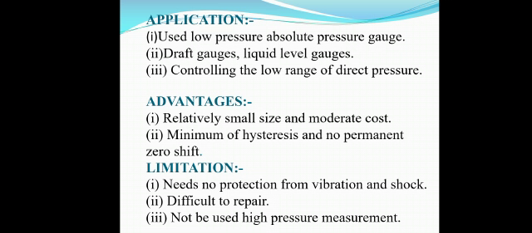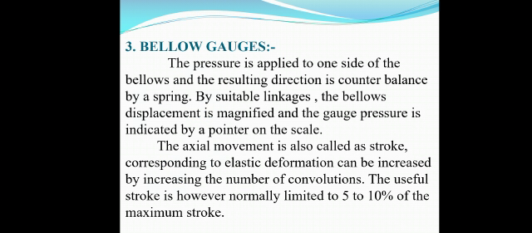Application of the diaphragm gauges. First, used as low pressure absolute pressure gauges, draft gauges, liquid level gauges, controlling the low range of direct pressure. Advantages: first, relatively small size and moderate cost. Second, minimum hysteresis and no permanent zero shift. Then limitations: first, needs protection from vibration and shock. Second, difficult to repair, and third, not to be used for high pressure measurement.